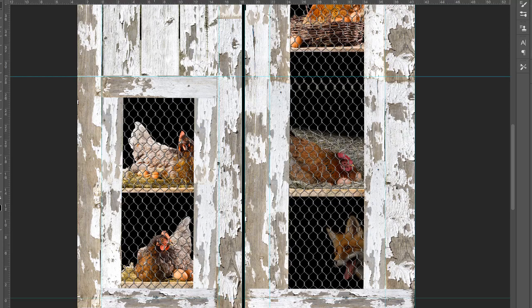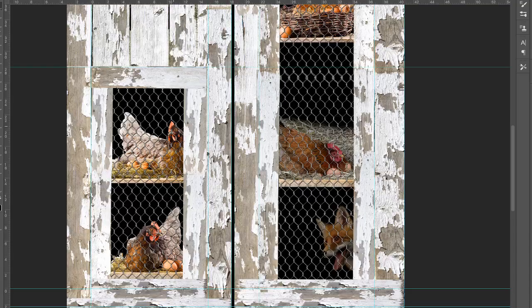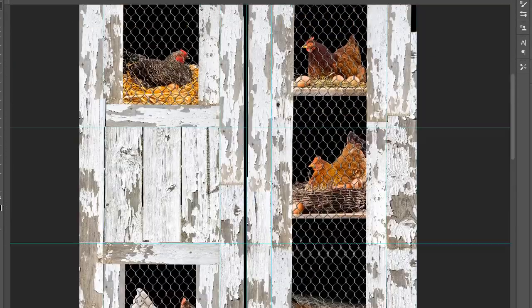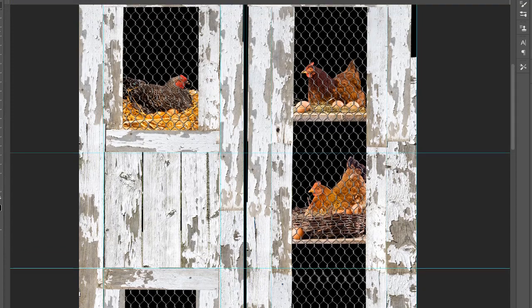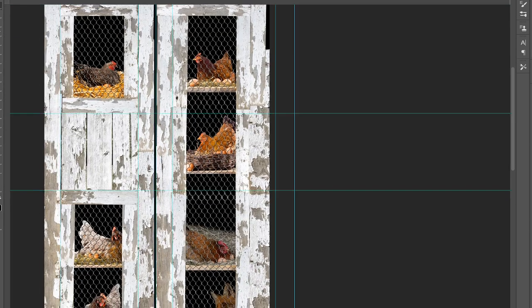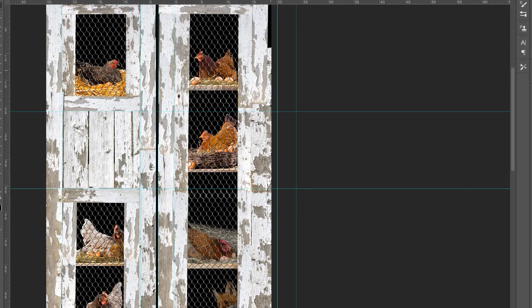Okay, so I just want to double check my measurements. Okay, the left side looks good. Okay, now the right side. The right side is always a little bit bigger. It's 20 inches by 20 inches, and I'm going to add another 3 inches on the side. And how thick is this?